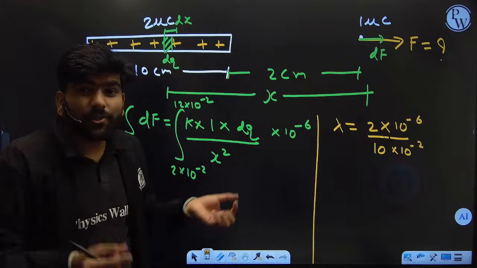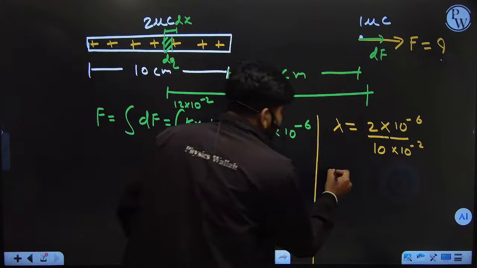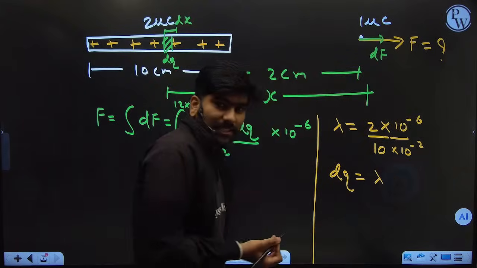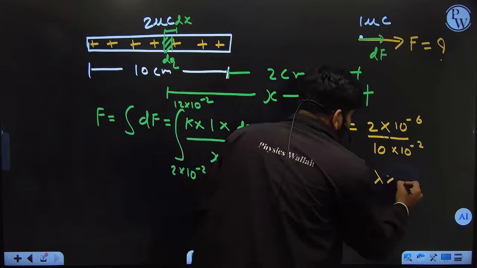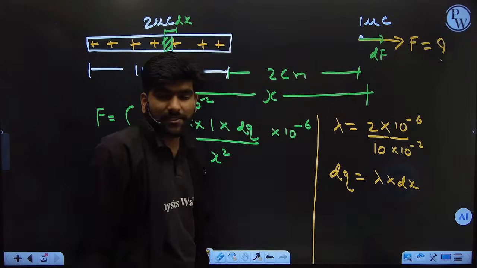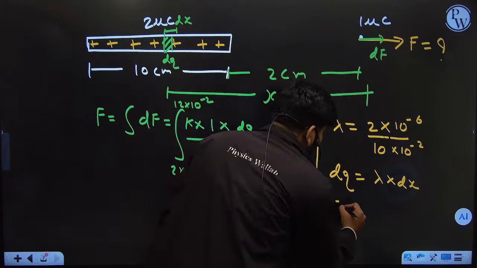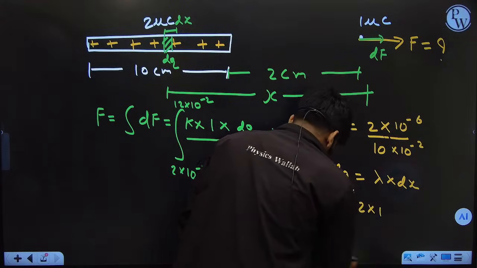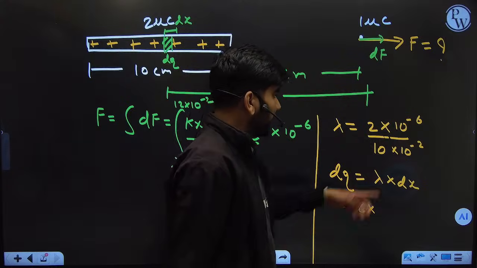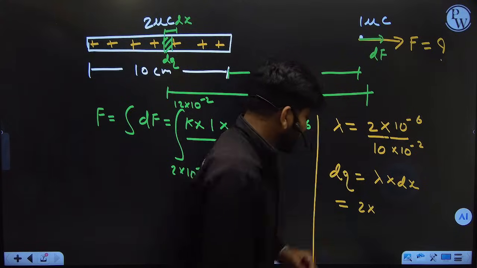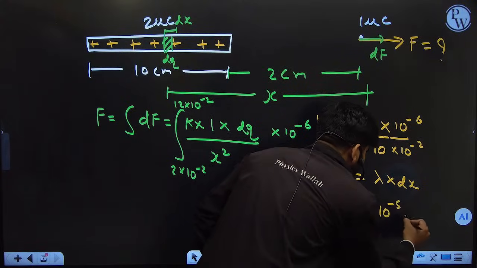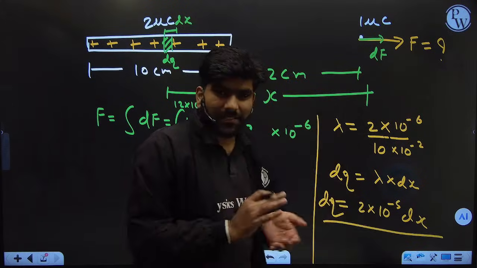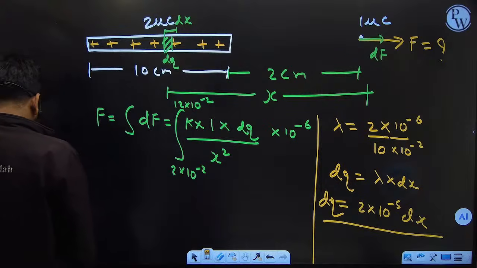Since we want the charge on dx meter of the rod, dq, the charge on the small part dx, is going to be the charge per unit length, lambda, the charge of 1 meter, into the length of this portion dx. Now what is lambda? I will put the value from the above equation. Let's calculate the power of 10: 10 raised to the power minus 6, and here we have minus 1, so we will get 10 raised to the power minus 5. So dq is 2 into 10 raised to the power minus 5 dx. Let's put it back here and continue with the force.